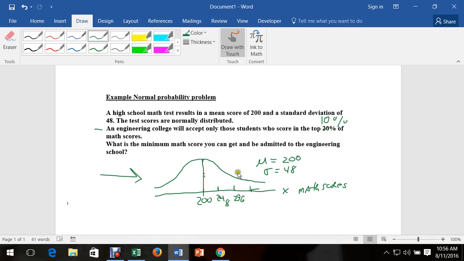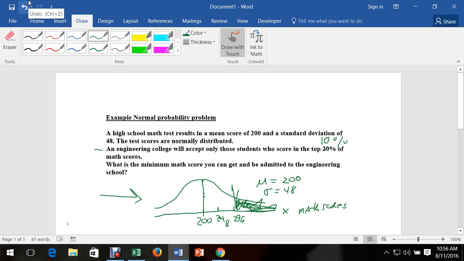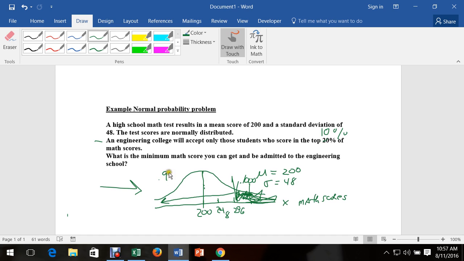Well, the top 10% is in here someplace. We don't know where it is, but we do know that this part of the curve right there in the tail represents the 10% mark. And so what we know is that this probability right here is 10%, this shaded tail right in here. But it also means, importantly, that 0.90, or 90% of the scores, are less than whatever this number is.